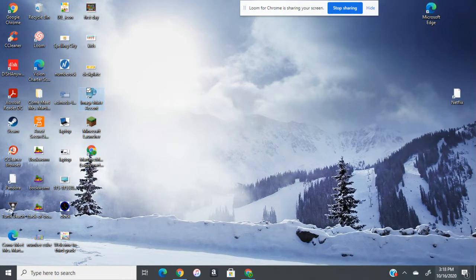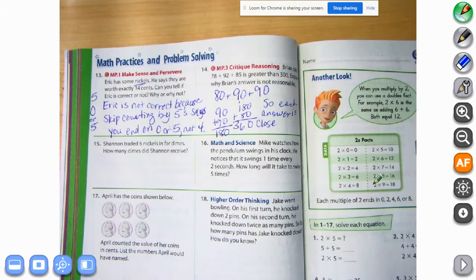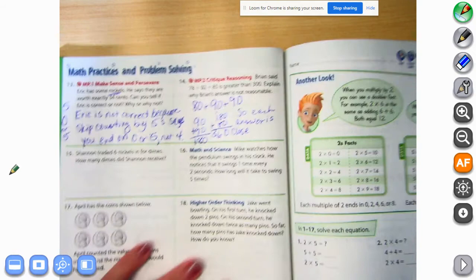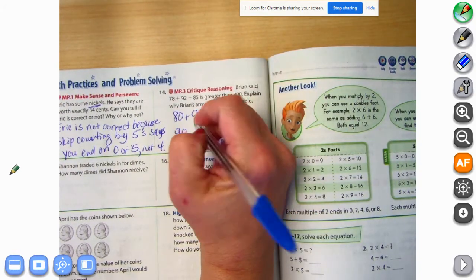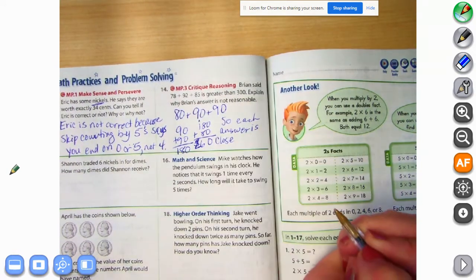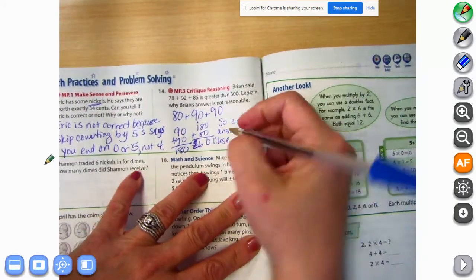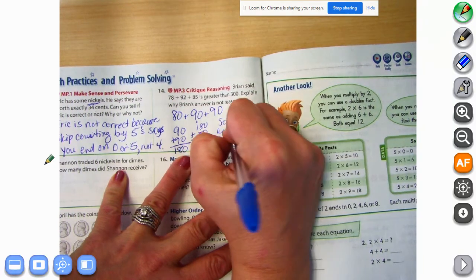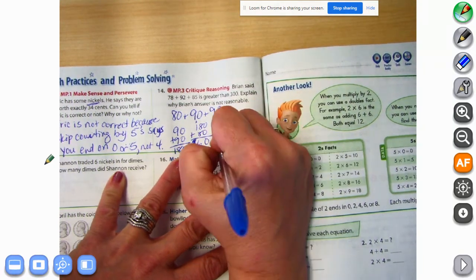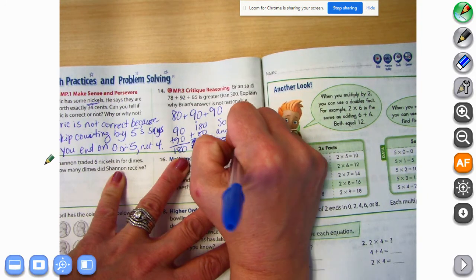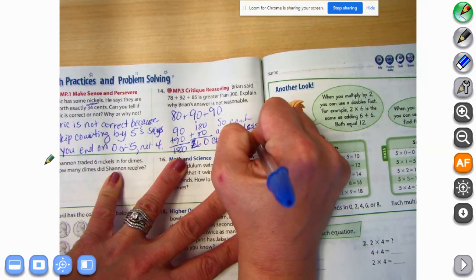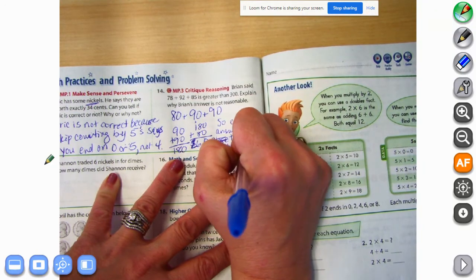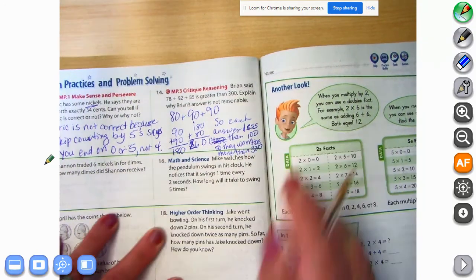Let me go back to that problem we were on. I need to check my math real quick. Did you guys already see something that I did? Oh my goodness. Okay. 180 plus 80 is 260. So each answer is less than 100. So they won't be more than 300.